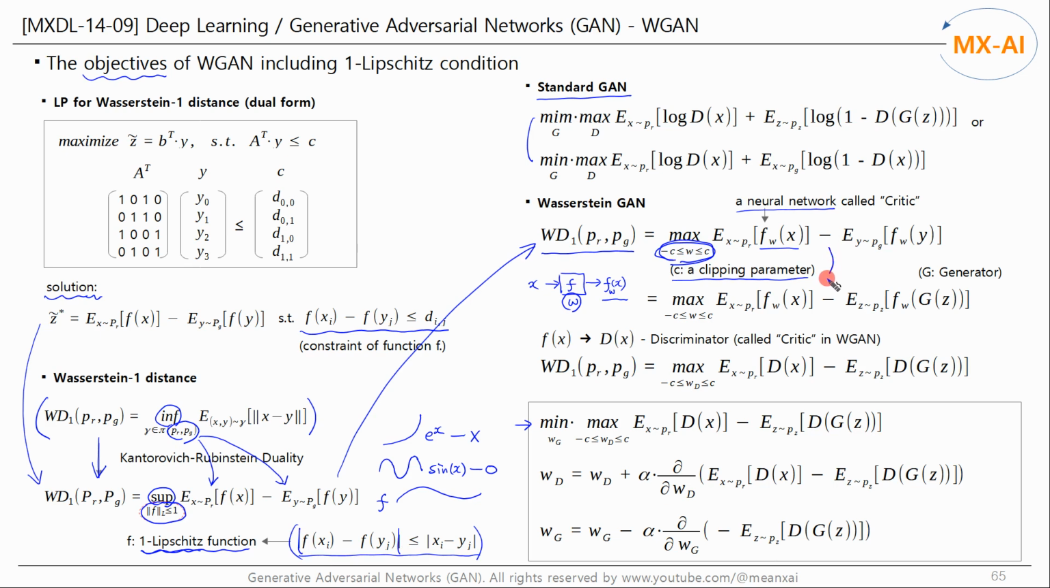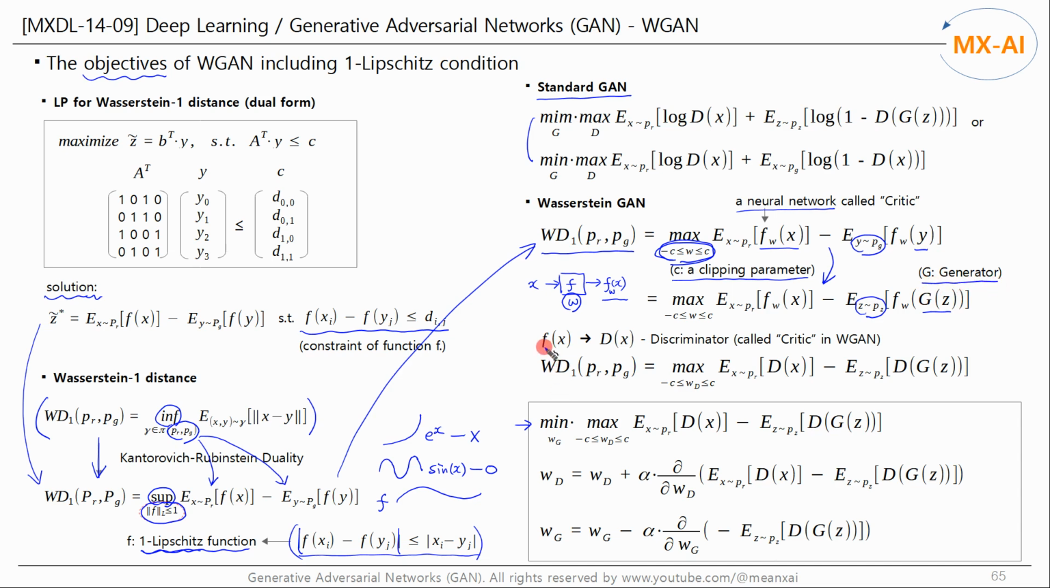This expression can be written as follows. Replace sampling y from PG with sampling z from PZ, and replace y with G of z. The reason why this can be written this way has already been covered in the standard GAN. Here G stands for generator.